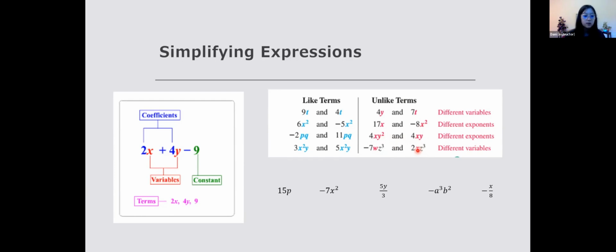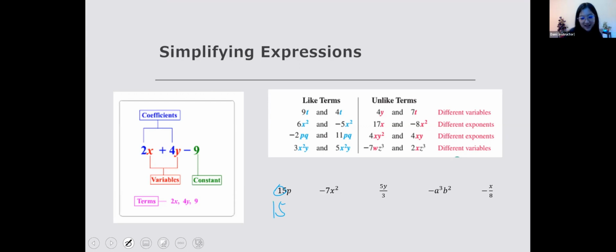So now I have a few. We will be identifying the coefficients of these terms, and we will be doing them together. What's the coefficient of 15 times p? Does anybody want to speak out? I can't see any raised hands, so just turn on your mic and say. All right, nobody. Okay.